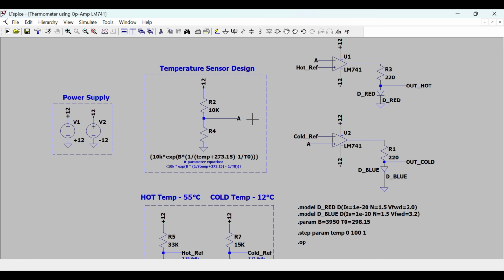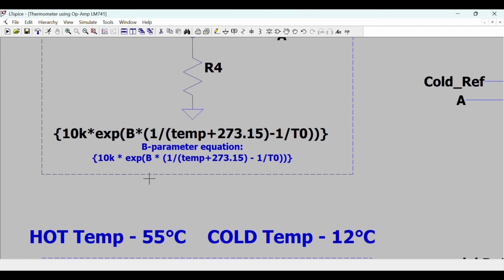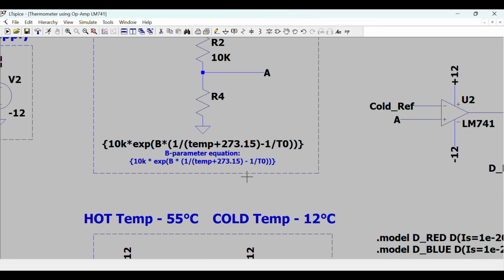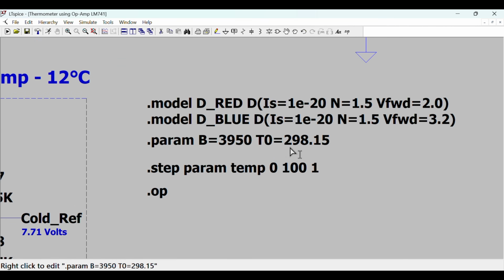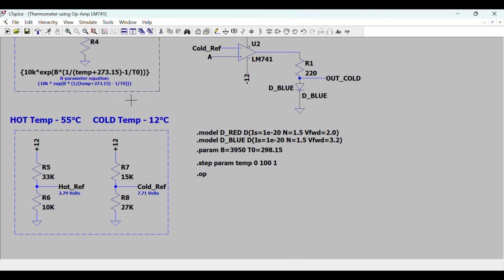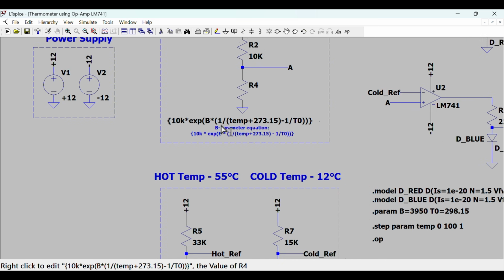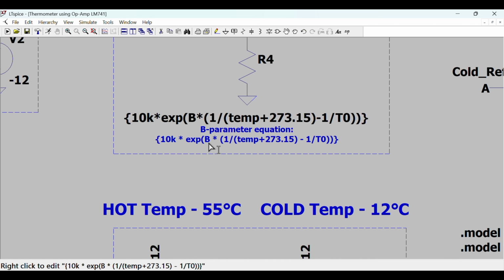The thermistor behavior is modeled mathematically using the B parameter equation. In this circuit, R0 equals 10 kilo ohms, T0 equals 25 degrees Celsius and B equals 3950 Kelvin. This equation is directly implemented inside LTspice using a behavioral resistance expression. As a result, the thermistor behaves very similarly to an actual physical NTC device.